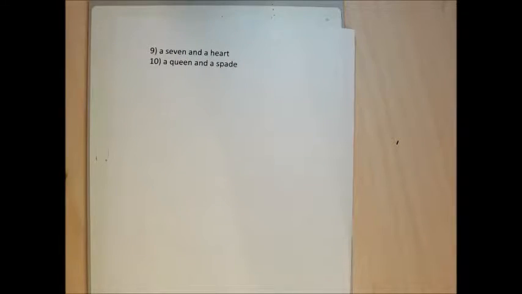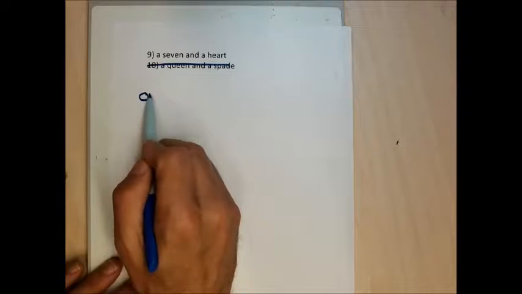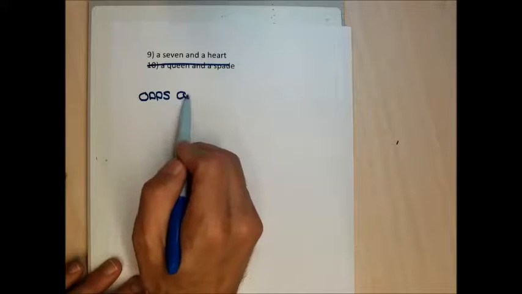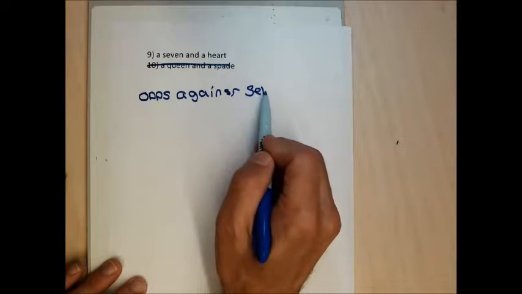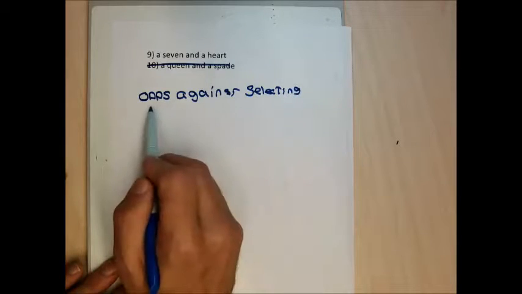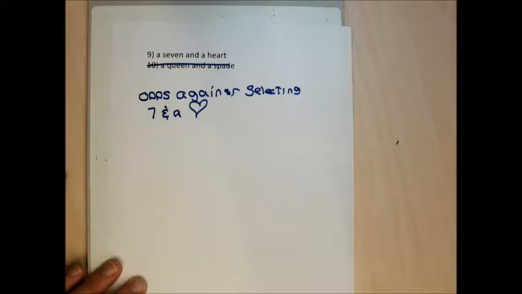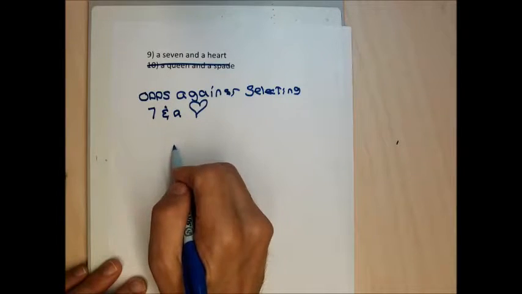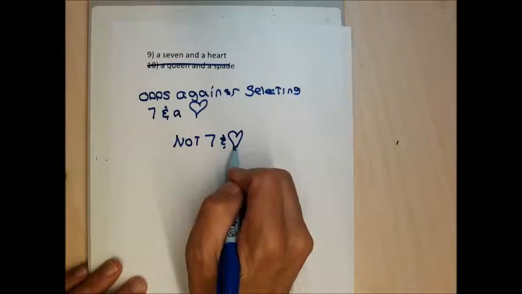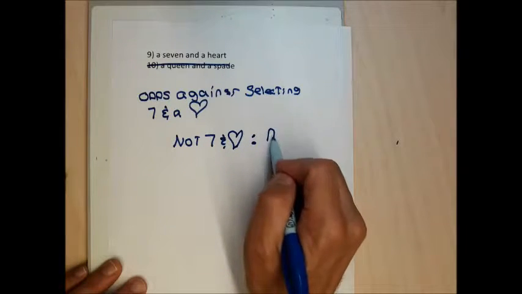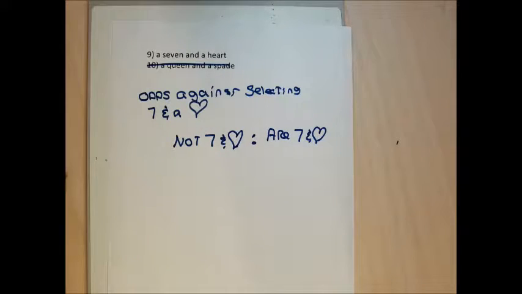9 and 10 are a little bit trickier. Let me do number 9 with you. So I'm going to do the odds against selecting one card that's a 7 and a heart. And in order to do this, I need to first put the number of cards that are not both a 7 and a heart, and then the number of cards that are a 7 and a heart. And is a lot different than or.